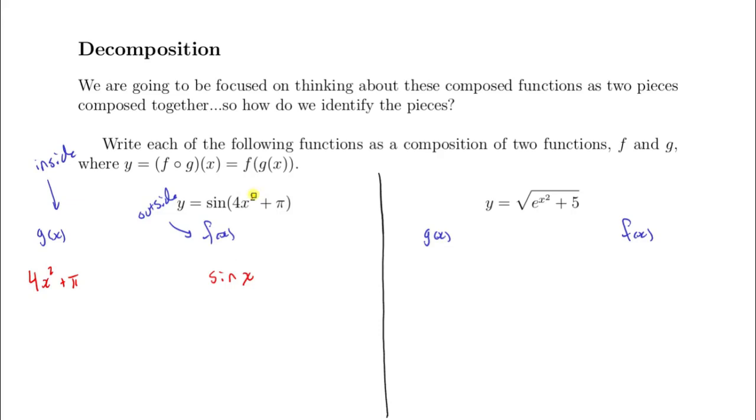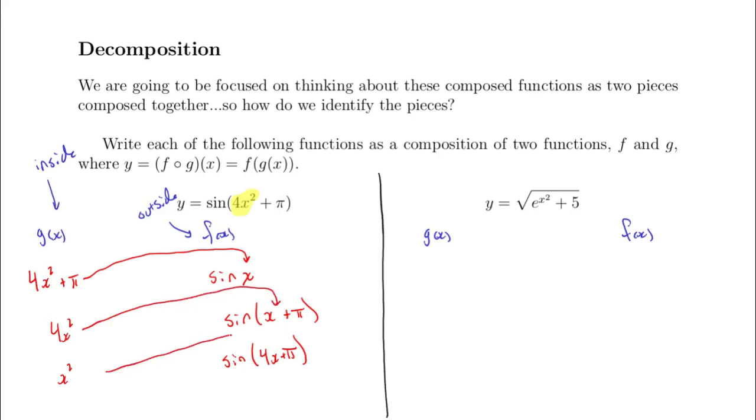There are other options that we can do, though. What you could notice is that we could highlight just the 4x squared. We could say 4x squared is on the inside of sine of x plus pi. It's like a phase-shifted sine function. And we can compose 4x squared inside of that. You could also just say x squared is the inside piece composed inside of sine of 4x plus pi. And you'll notice that in each of these, if we take these g of x functions and put them in for x, we're going to get this y equals sine of 4x squared plus pi.